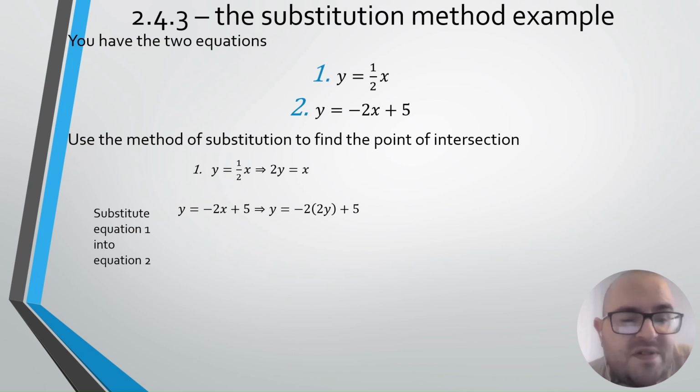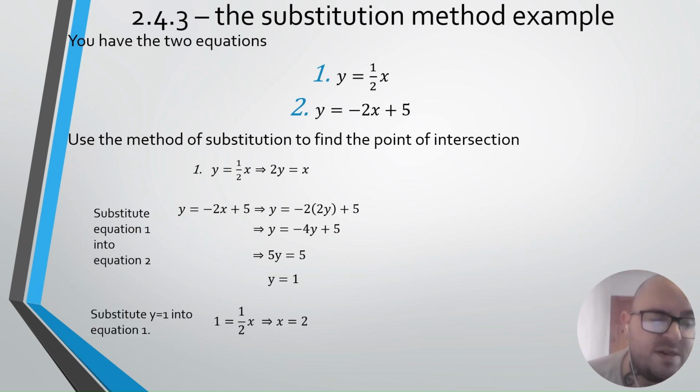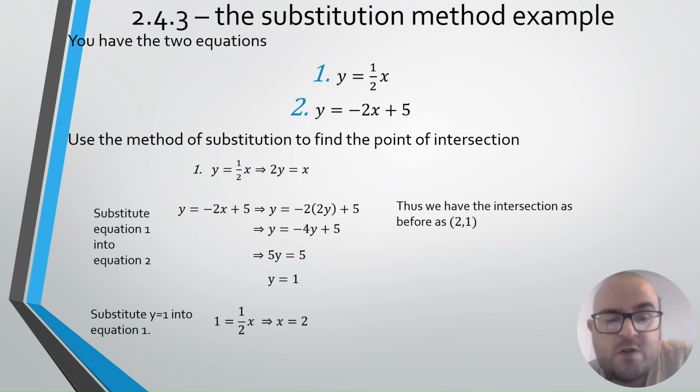So y equals negative 2x plus 5 gives you y equals negative 2 times 2y plus 5. So y is equal to negative 4 plus 5. 5y equals 5. Y equals 1. So you have now found your y value. 2y equals x. So 1 is a half x. It means x is 2. So you've found the point of intersection as before as 2, 1.